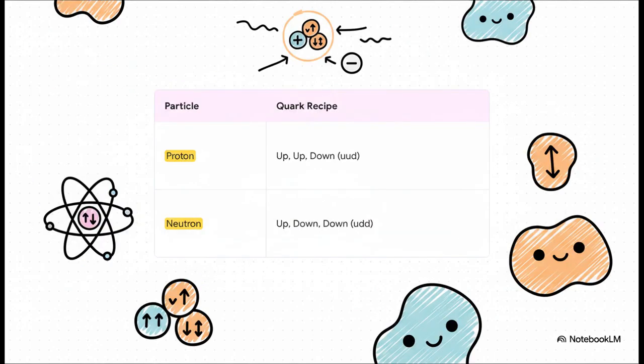And this is where it gets really cool. You've definitely heard of protons and neutrons, right? They're packed into the center of every single atom. Well, guess what? They're baryons. A proton is just two up quarks and one down quark. A neutron is one up and two downs. That's it. That's the recipe for the heart of all matter.